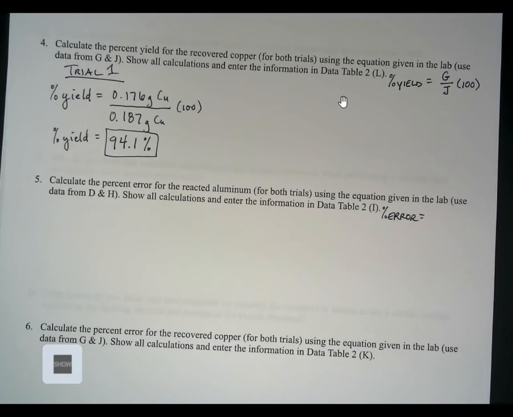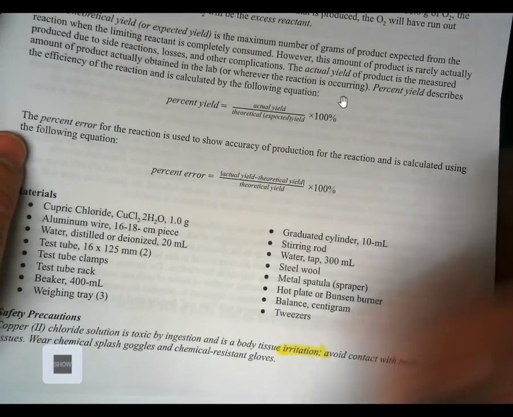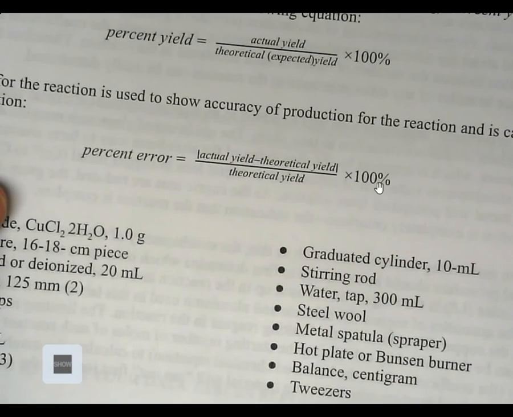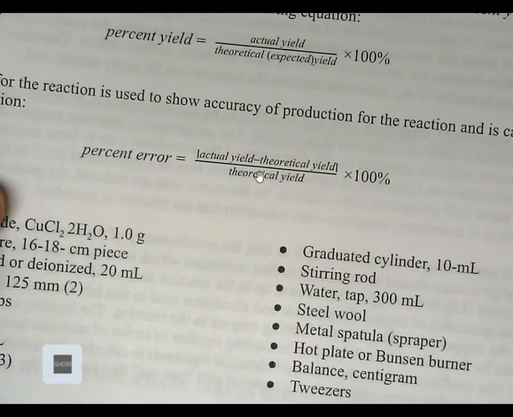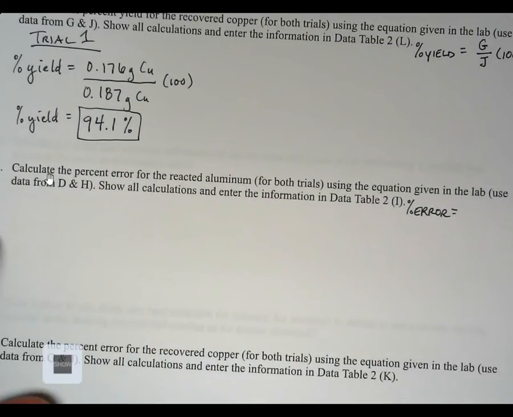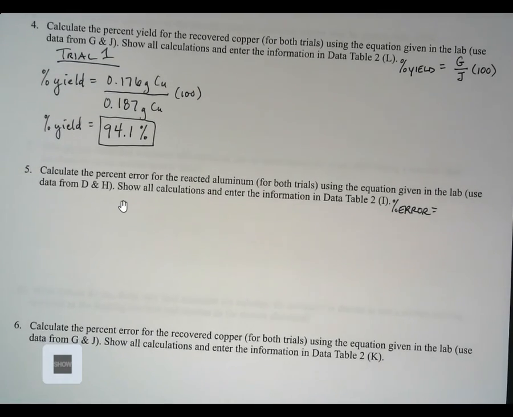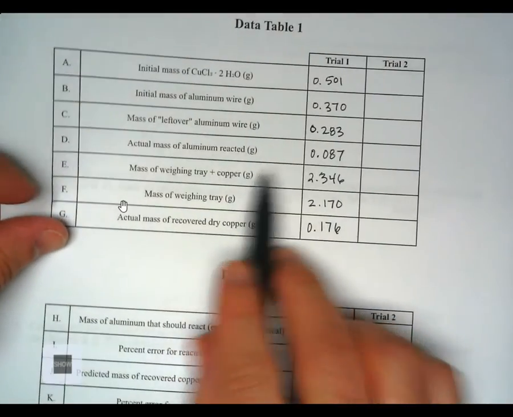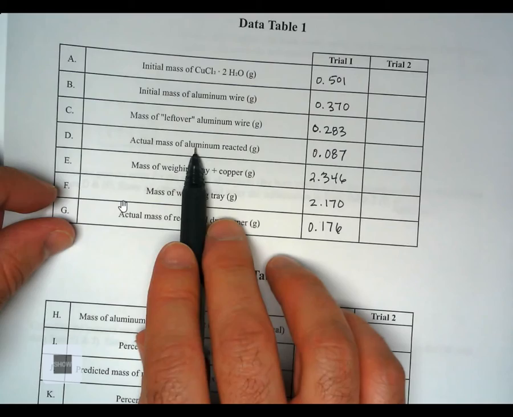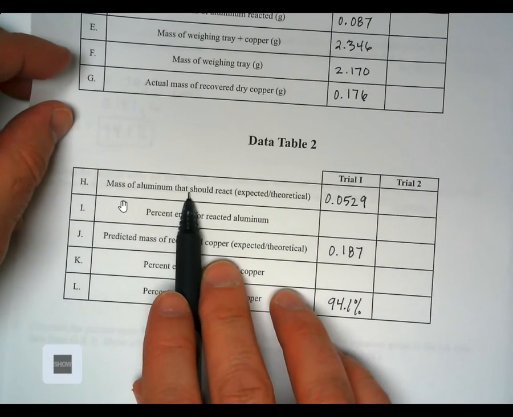So percent error, the equation in the lab they give us is the absolute value of the actual minus the theoretical over the theoretical times 100. So it's using actual and theoretical, but a little differently. Number 5 says use data from D and H. D on everybody's data table is the actual mass of aluminum reacted. That's the actual. The H is the theoretical mass of aluminum.